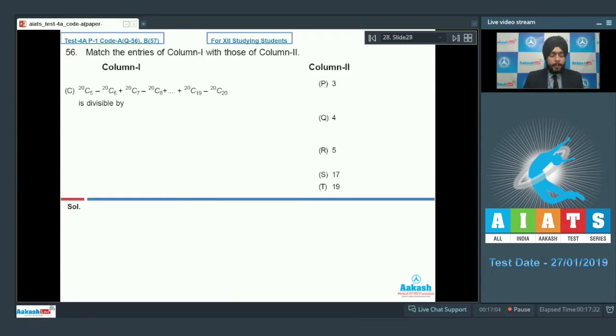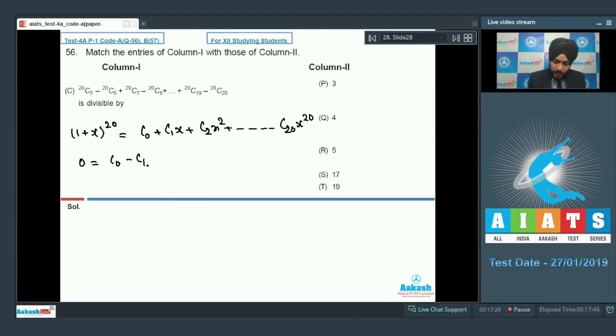Let us move on to C part. C part says that 20C5 minus 20C6 plus 20C7 minus 20C8 so on till 20C19 minus 20C20 is divisible by. So considering 1 plus x raised to power 20, I have C0 plus C1x plus C2x square up to C20 x power 20. Putting x equals minus 1, I'll get 0 equal to C0 minus C1 plus C2 minus C3 plus C4 minus C5 plus C6 minus C7 so on till C18 minus C19 plus C20.